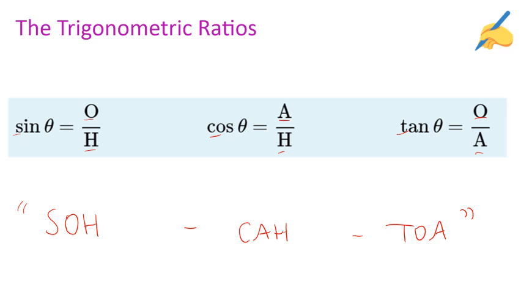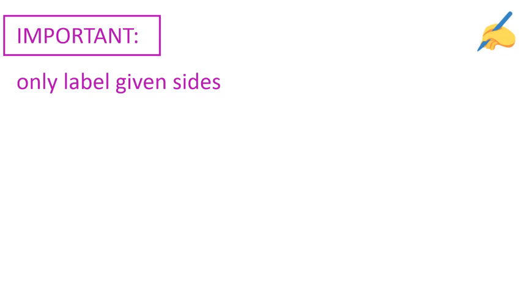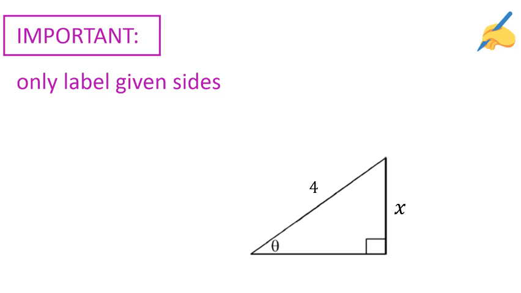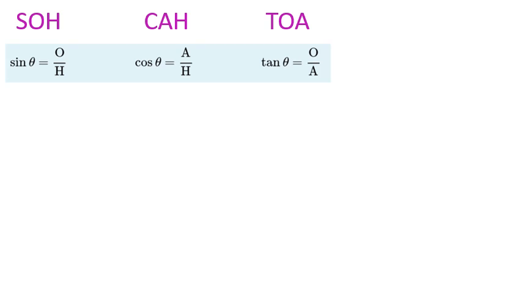It's SO, CA, TOA. It's important that you only label the given sides of a triangle, so sides that have information on it, like a number or a letter. For instance, with this triangle here, I would only label this side because it's got information, and this side here, the given sides.